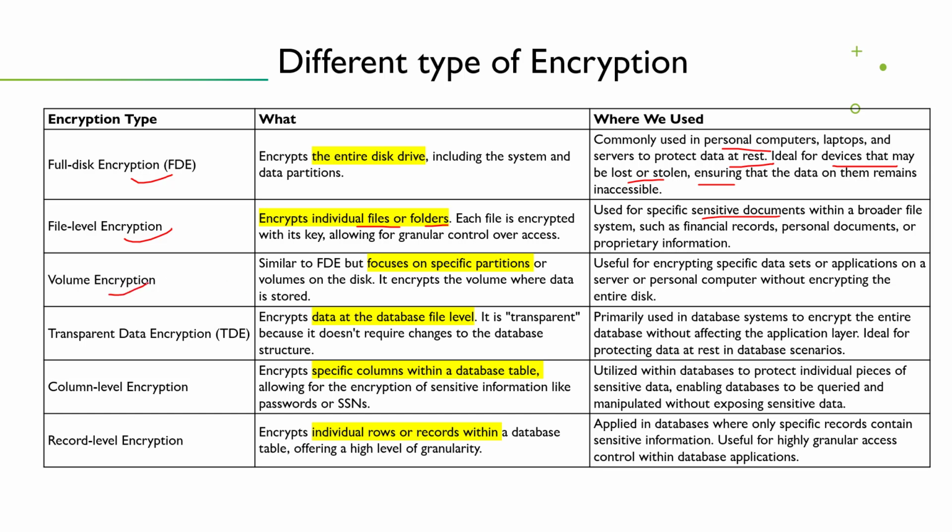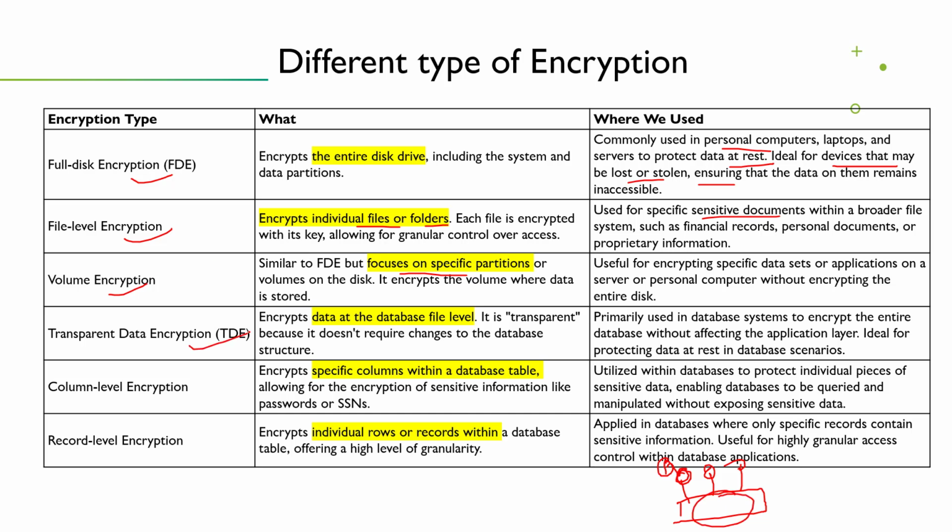Volume level is basically encrypting a particular volume, like a partition, which is focused on a specific partition. So if you see the hierarchy, this is the entire disk, and there we're creating partitions: volume 1, volume 2, volume 3. And then in the volume we have a file. So file is file level, volume is volume level, and the entire disk is disk level.